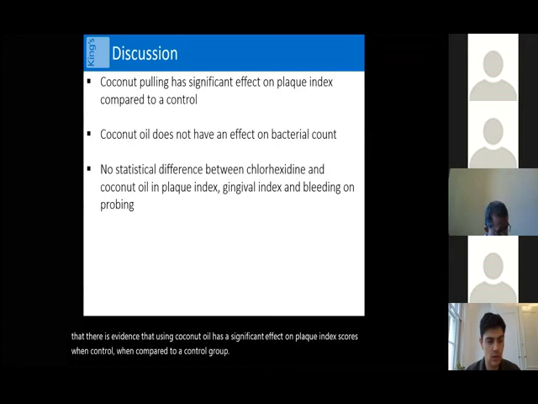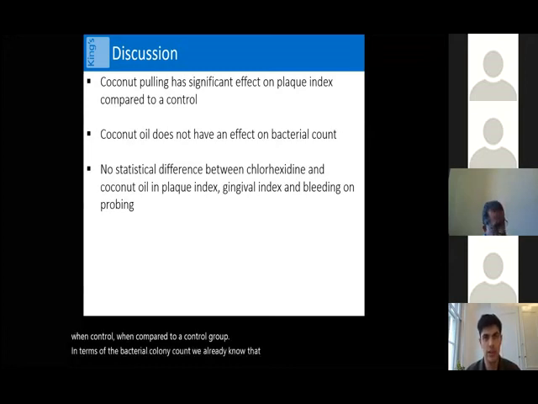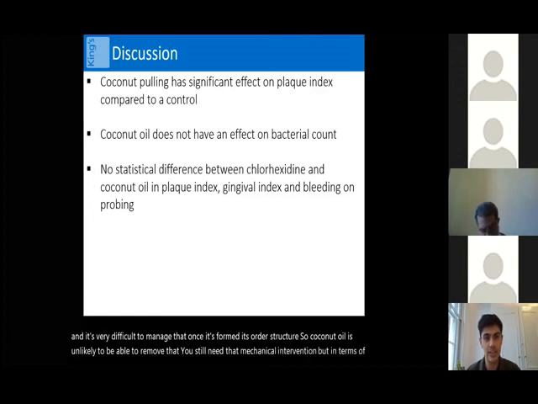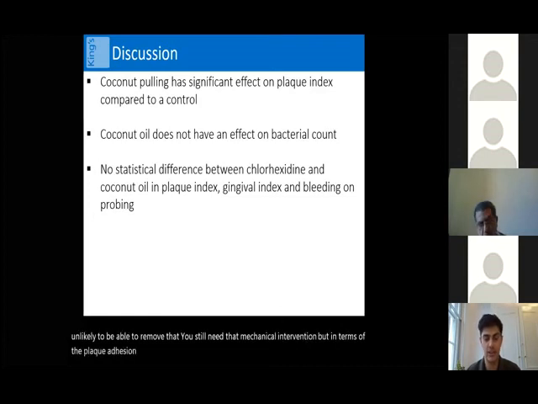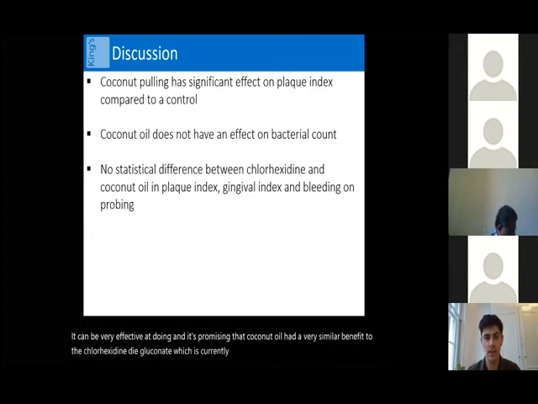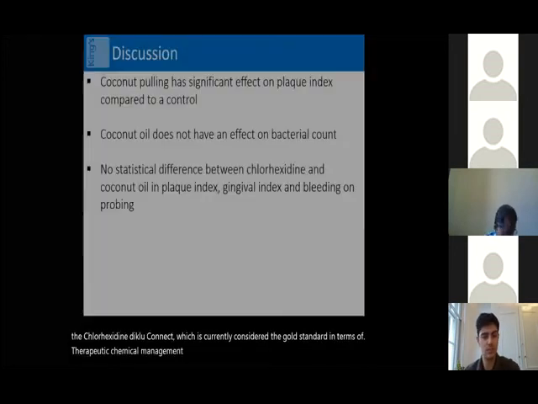In terms of the bacterial colony count, we already know that the biofilm is structurally complex, and it's very difficult to manage that once it's formed its ordered structure. So coconut oil is unlikely to be able to remove that. You still need that mechanical intervention. But in terms of the plaque adhesion and the initial adhesion of the biofilm, it can be very effective at doing that. And it's promising that coconut oil had a very similar benefit to the chlorhexidine digluconate, which is currently considered the gold standard in terms of therapeutic chemical management of oral hygiene conditions.